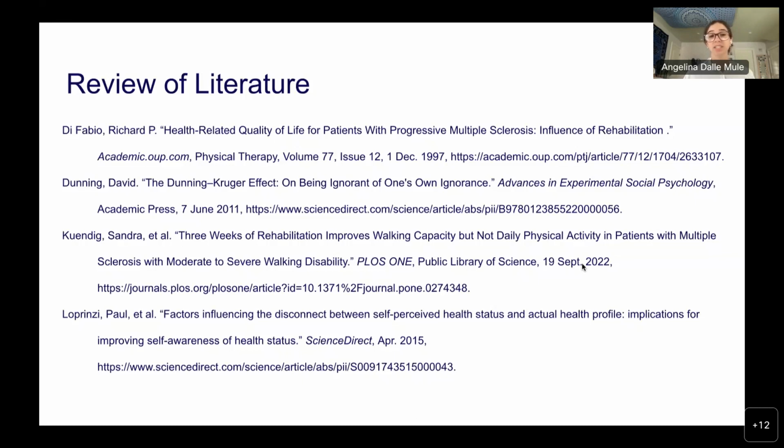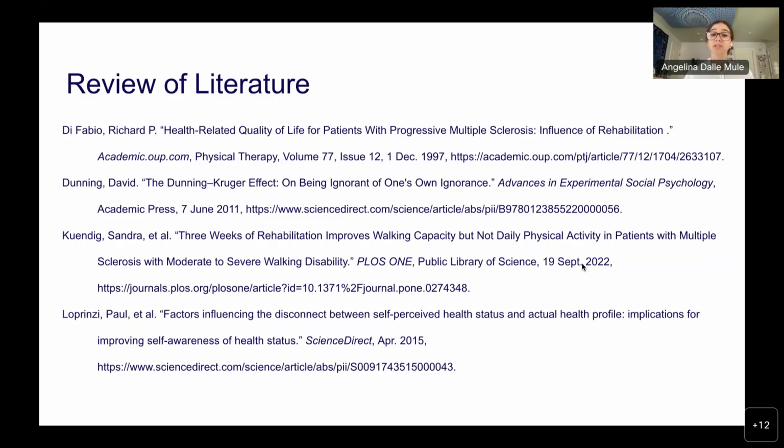3 weeks of rehabilitation improves walking capacity but not daily physical activity in patients with multiple sclerosis with moderate to severe walking disability. This is a little bit self-explanatory by the title, but 3 weeks of rehabilitation, which is a rather short period of time, did increase that walking capacity in those with MS, but not necessarily that physical activity in those with MS. So it'd be interesting to see why that happened, and this is much more recent.